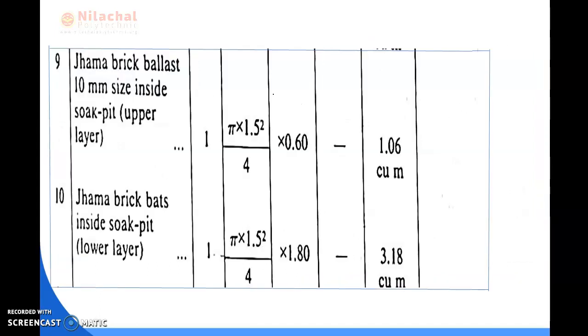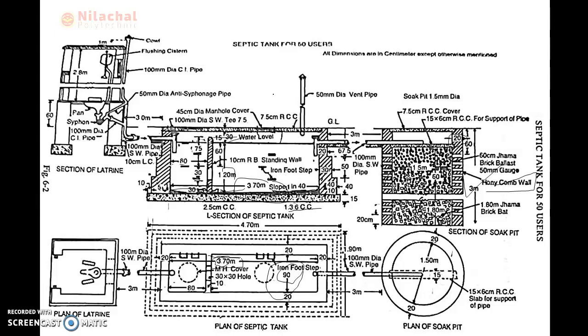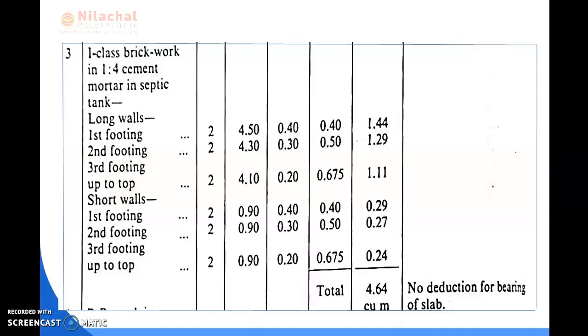Sorry, some remaining part is here, which is jam brick ballast of 10 mm size inside the soak pit. The jam brick work is provided, and jam brick at the backside of the soak pit is also provided. So on both sides of the soak pit, the jam brick is provided. We know the inner diameter of the soak pit is 1.50. Here 16 cm jam brick is provided and 50 mm gauge jam brick is also provided. So we need to calculate the jam brick part.